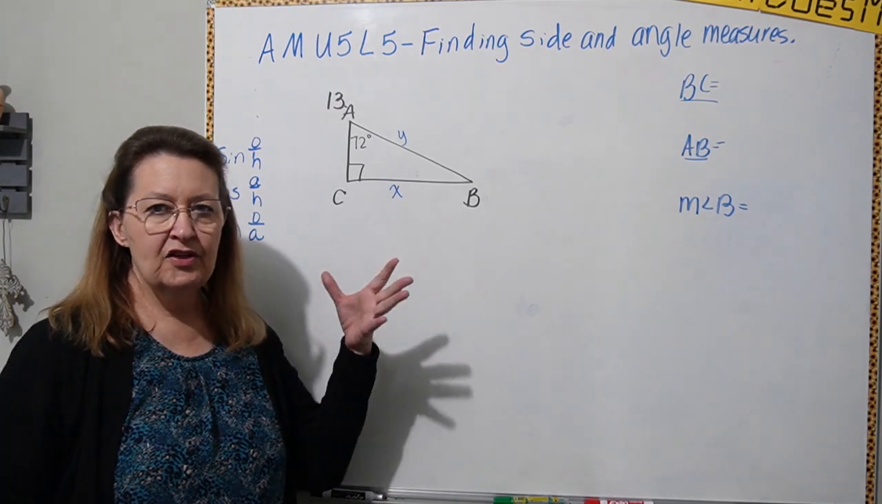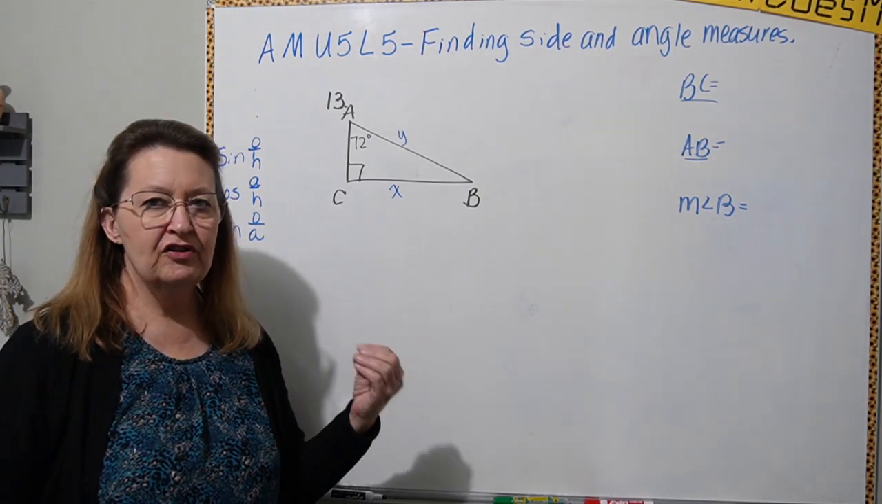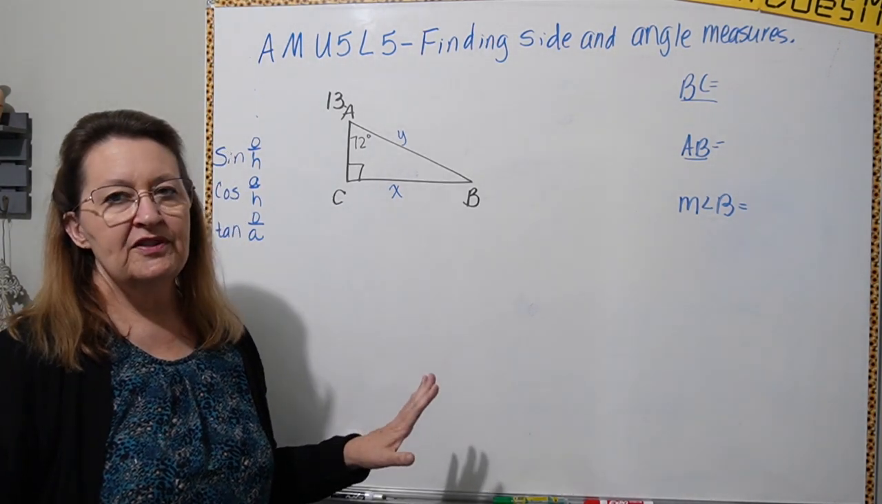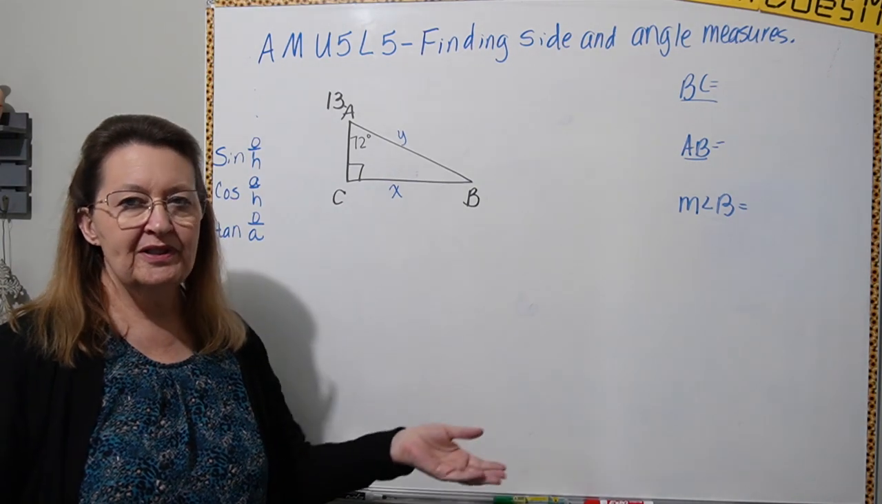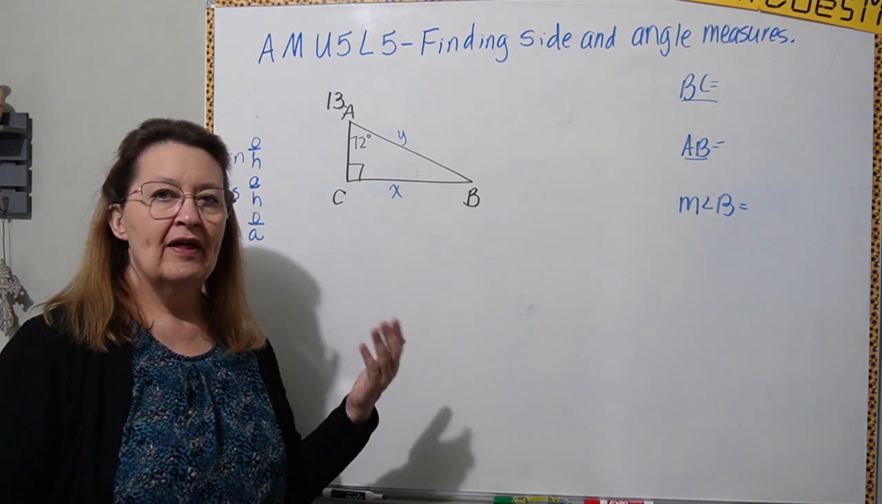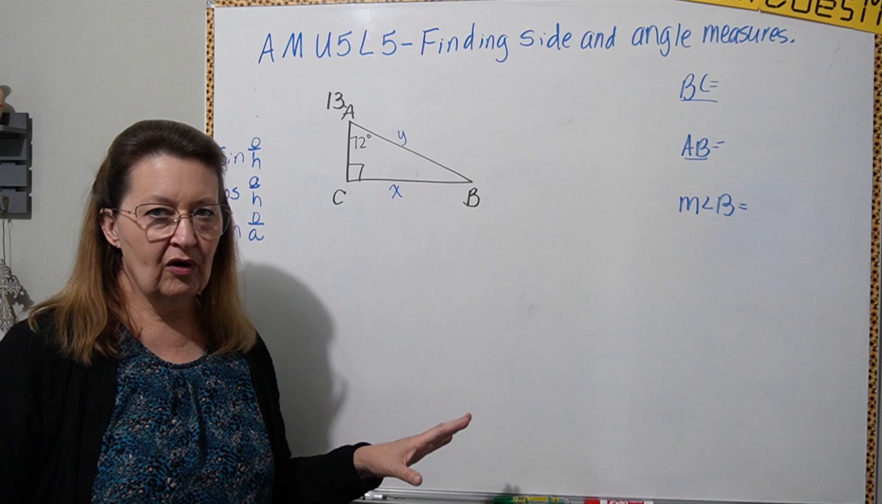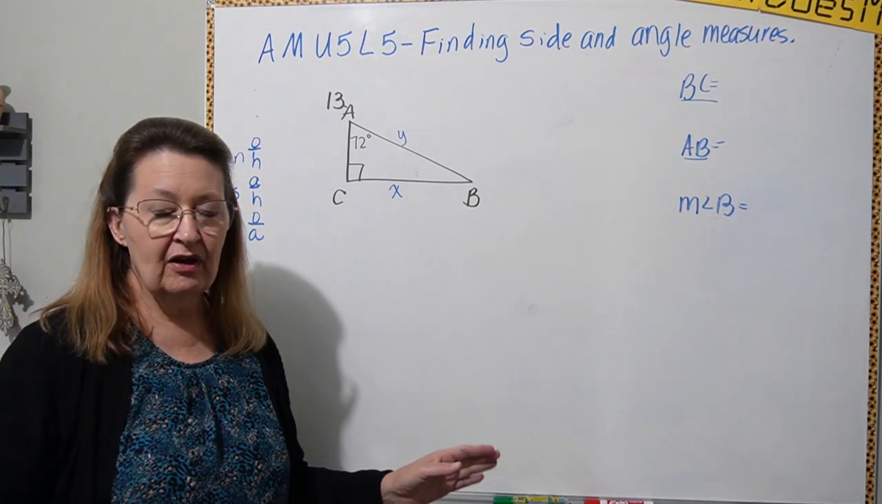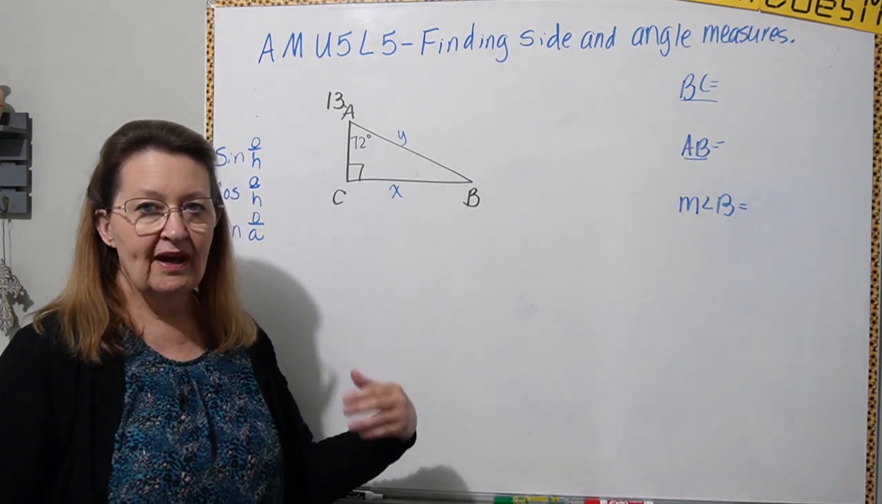In this last section, we're going to be doing something called solving the triangle. Triangles have 6 parts. There's 3 angles and 3 sides. When you solve a triangle, that means you find all the missing parts. So you should have 6 numbers, 3 sides and 3 angles.